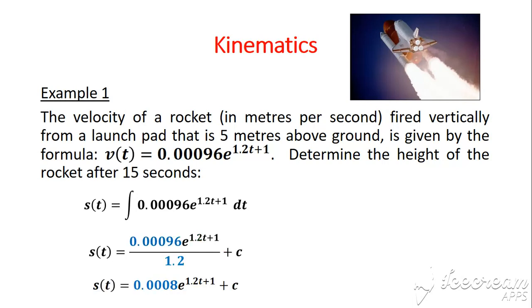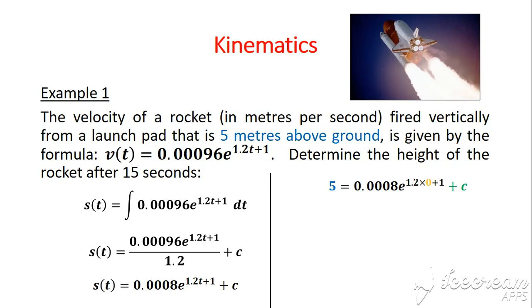Now, if we tidy this up and work out what 0.00096 divided by 1.2 is, that gives us 0.0008. So we've come up with a displacement or distance formula, which is 0.0008 times e to the power of 1.2t plus 1, plus our constant c.